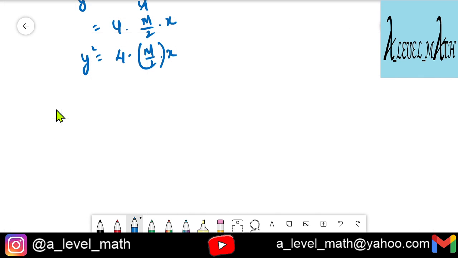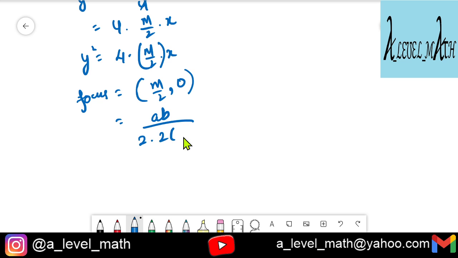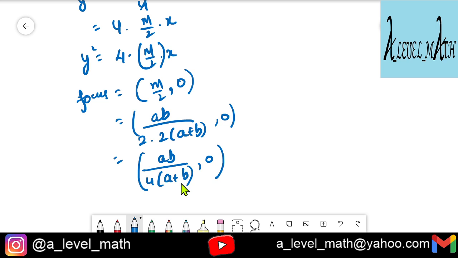So I know that my focus is actually a comma 0. So instead of a, I'll have m by 2 comma 0. And I know that my value of m was AB by 2 times A plus B. So my focus becomes AB by 2 times A plus B comma 0, which is actually AB by 4 times A plus B comma 0. Okay, so this is my focus.